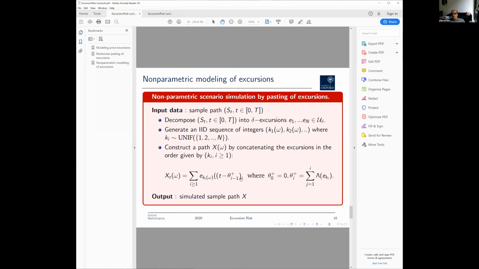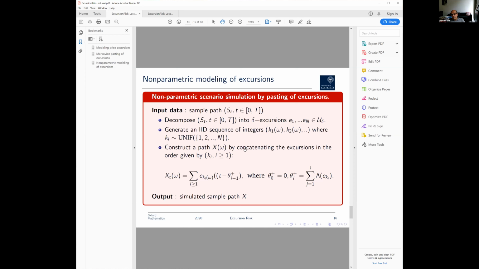But in general, the point is that for the applications we're interested in, we don't really need to conserve the law of the process, but we need to conserve some properties of the delta excursions, and this procedure does it. This procedure is completely non-parametric, so it's more flexible. You can apply it to data which can be very complicated, not modelable easily with a diffusion. Well, that doesn't matter. Okay, so any questions about this?